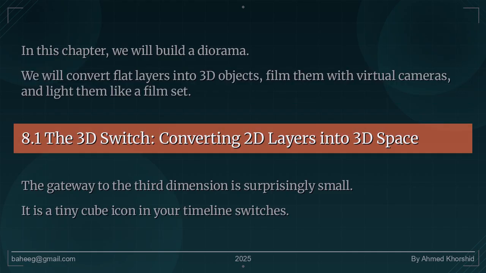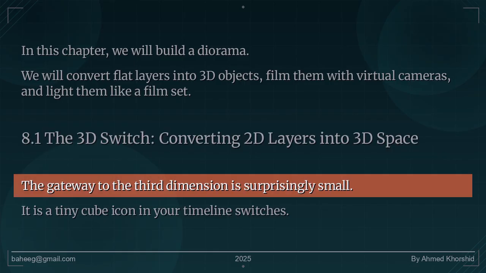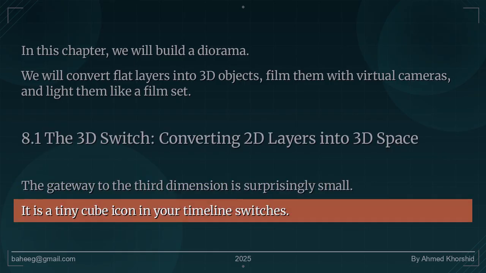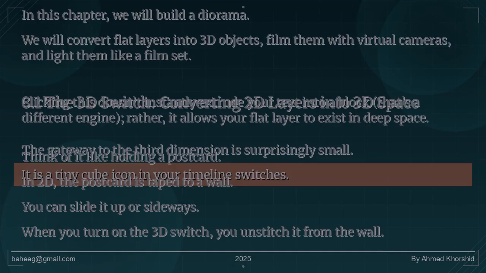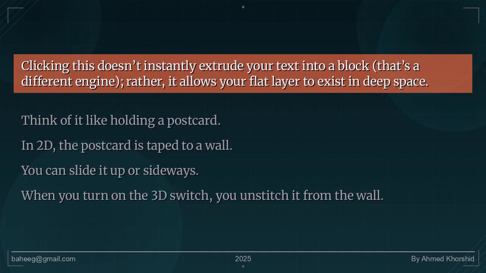8.1 The 3D Switch, Converting 2D Layers into 3D Space. The gateway to the third dimension is surprisingly small. It is a tiny cube icon in your timeline switches. Clicking this doesn't instantly extrude your text into a block, that's a different engine. Rather, it allows your flat layer to exist in deep space.